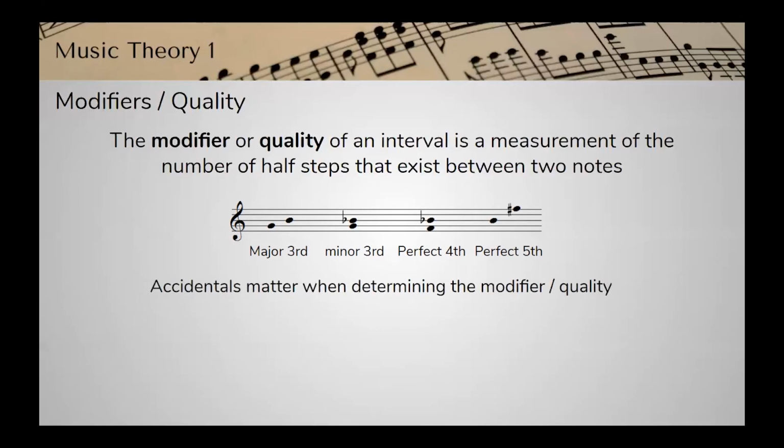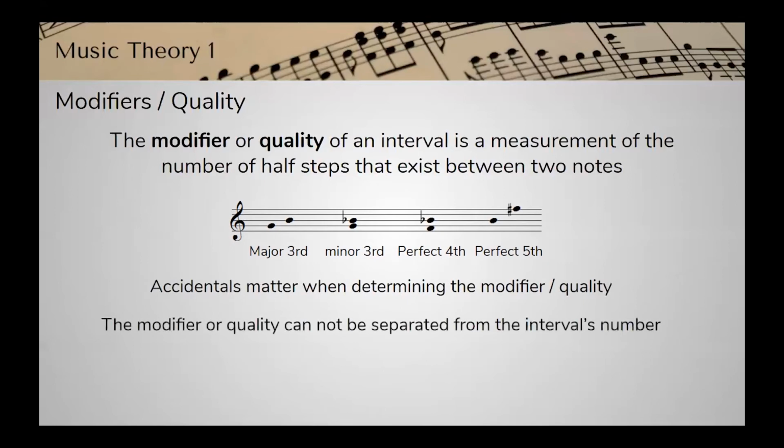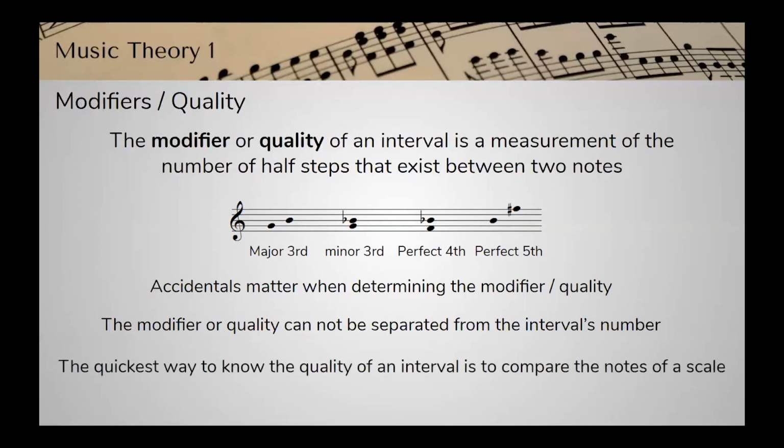Okay, so as you can see, the accidentals matter when determining the modifier or quality of the interval. And they're also related to the number as well. So you're not able to have a perfect third, for example, and you'll never have a major fourth, for example. So the interval number can only be particular qualities. The quickest way to know the quality of an interval is to compare it to the notes of a scale. Okay, so let's look at how that works.